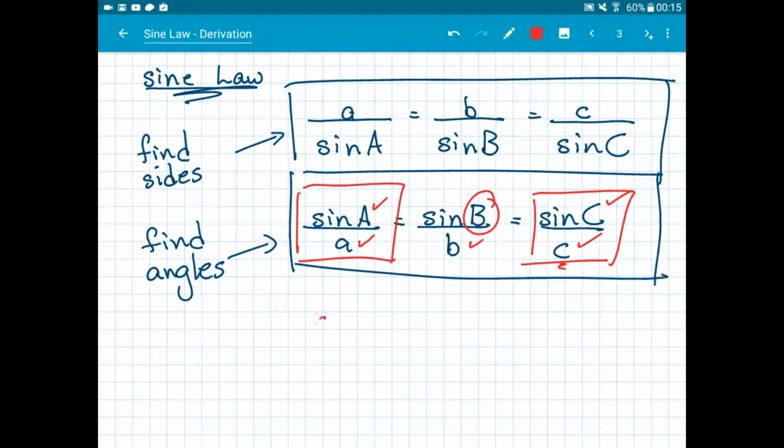So an expression that would work maybe might be sine A over A is equal to sine B over B, where you know side A, angle A, and side B. Or if you were after side B, you would need to know side A, and angle B. So you always need to know three of the four terms in the expression or the equation that you're using.